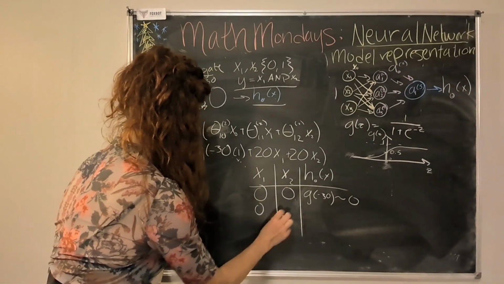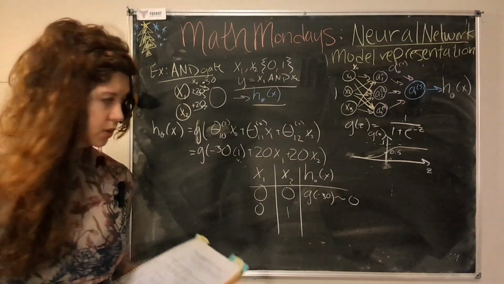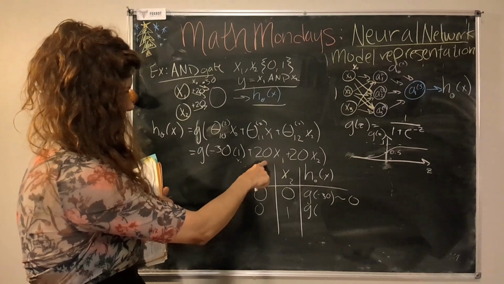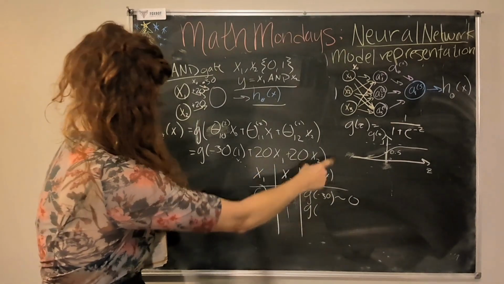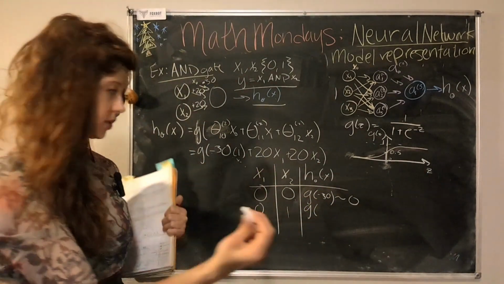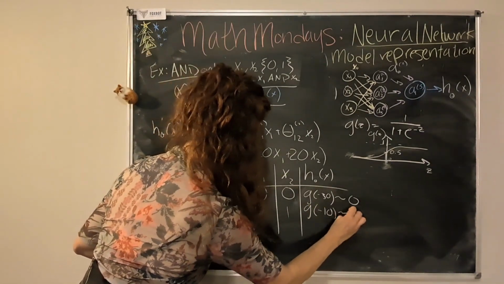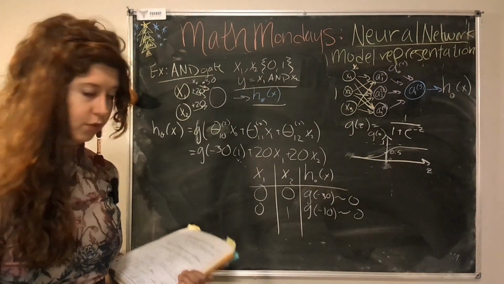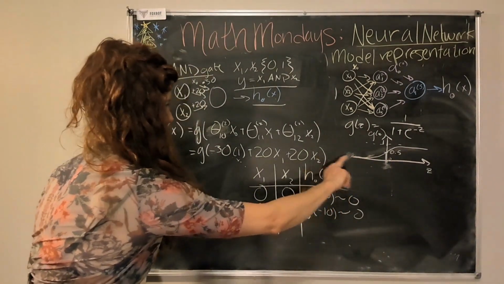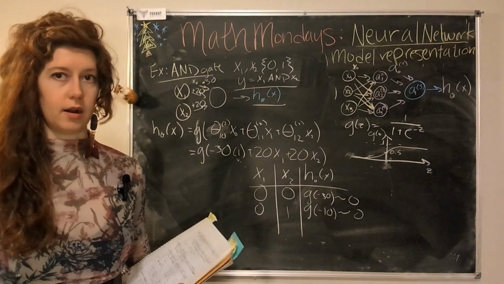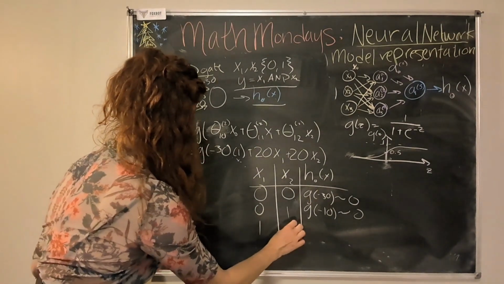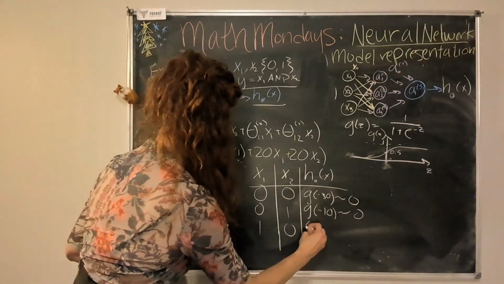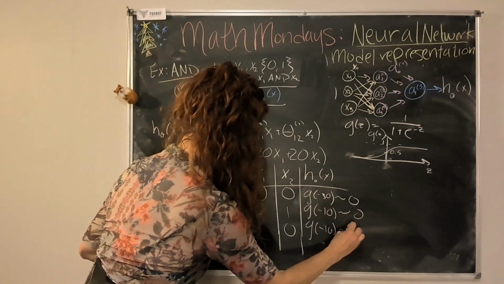All right, so let's check another input. If x1 is 0 and x2 is 1, then we get g of negative 30 plus 20 times 0 plus 20 times 1. So this is negative 30 plus 20, which is negative 10. Again, we look at our plot, and that's far enough in this direction that it's effectively 0. And we can swap and get the same: x1 is 1, x2 is 0, we get g of negative 10, again 0.